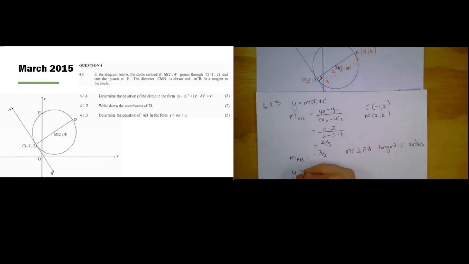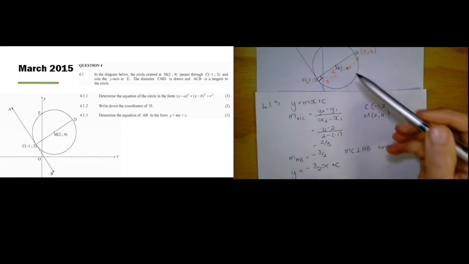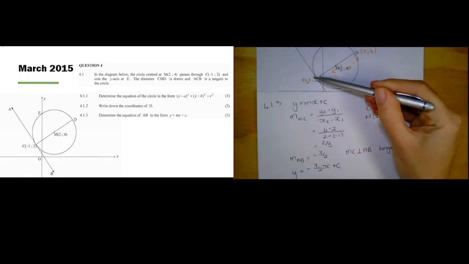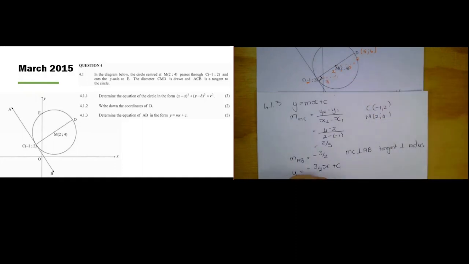So y equals negative 3 over 2x plus c. I still need my c value. Do I have a coordinate on the straight line to sub in? Yes, I can sub in negative 1, 2. So I'm going to substitute in negative 1, 2. Let's just move that up a bit.